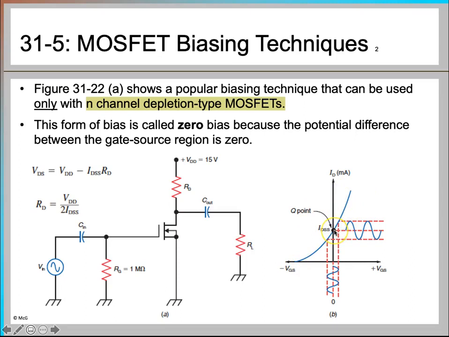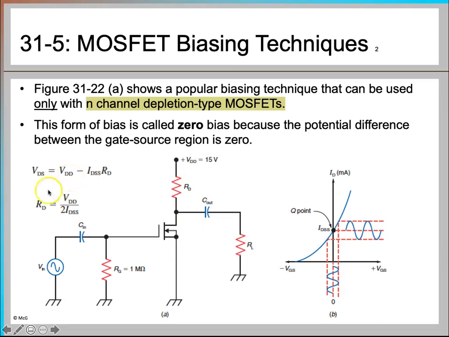At this point, this is your Q point, which is the operating point. This is the input signal, and then this is the amplified signal you get. So this is the circuit you'll be using, and there are a couple of equations mentioned here. If you want to calculate the DC voltage at the drain, you'll use this formula: VDS is equal to VDD minus IDSS RD. This formula is formed from here; you can apply Kirchhoff's voltage law and you'll get the same equation.